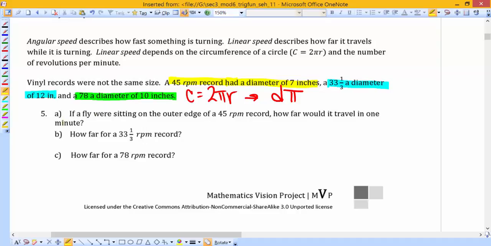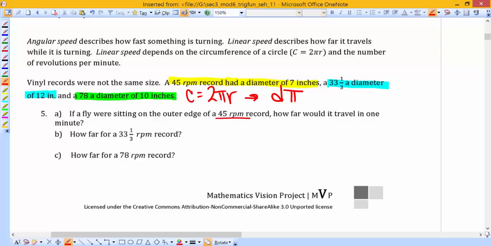So now, instead of how many degrees is this record turning, I want the actual distance. If I were to roll out the record that many times on a straight line, how far will I have to roll the record? So I want the circumference. That's what I'm trying to find. Circumference is the perimeter. It's the distance around. That's what I'm looking for in 1 minute.